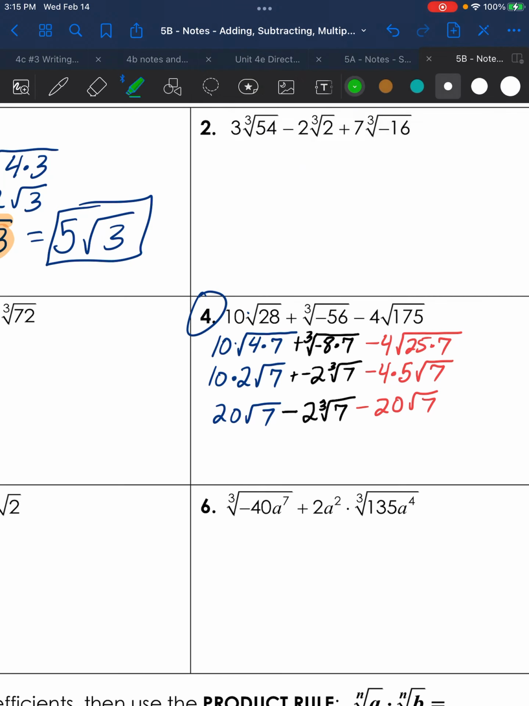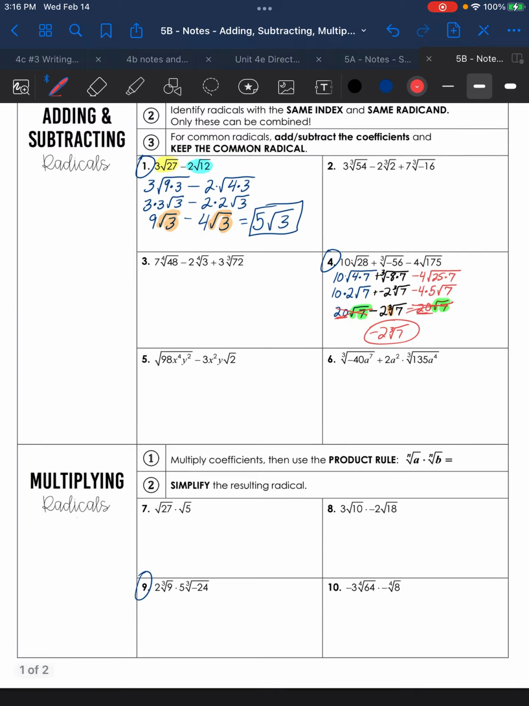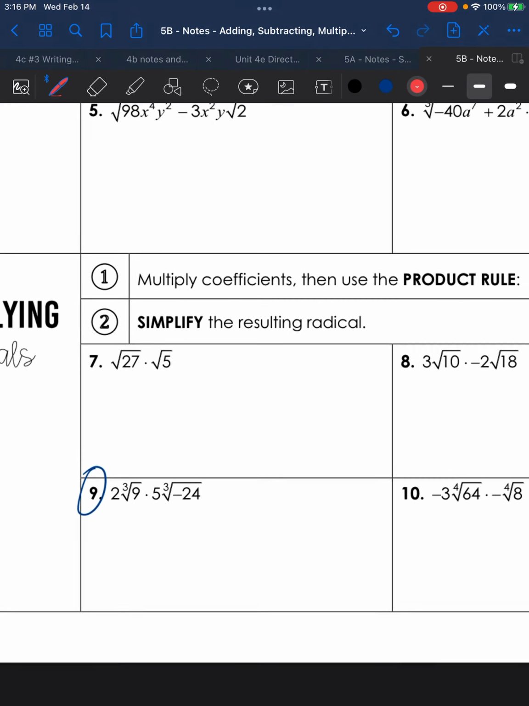And it turns out we do. We have square root of 7, square root of 7. The middle one is a cube root, so those are not alike. And then we have 7 and 7. Cool. So only our first and last terms are alike. We have 20 of them, and we're subtracting 20. Well, that means they're gone. I had 20, spent 20. And what's left is a negative 2 cube root of 7. That's our final answer. All right, let's jump down to the bottom with multiplying.